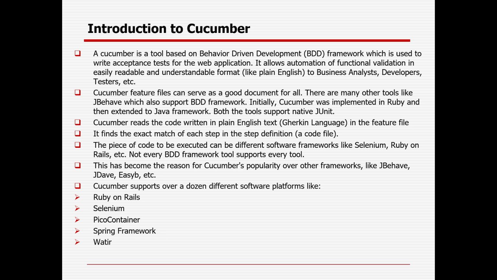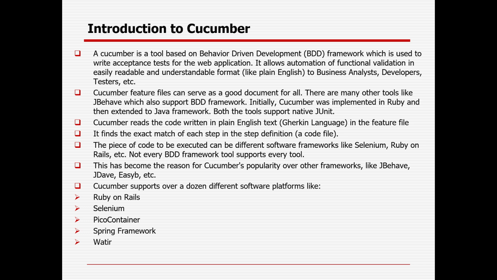Then what is Cucumber? As of now, we already learned about BDD, and Cucumber also we learned that it is a tool which is already kind of an inbuilt framework. I could say just like JUnit or just like TestNG. So Cucumber is a tool based on the behavior driven development framework which is used to write acceptance tests for the web application primarily. It allows automation of functional validation in easily readable and understandable format like plain English to business analyst, developer, tester, other stakeholder, scrum master, etc.